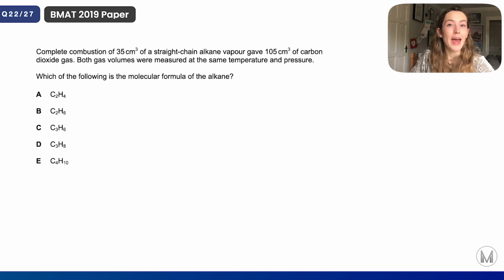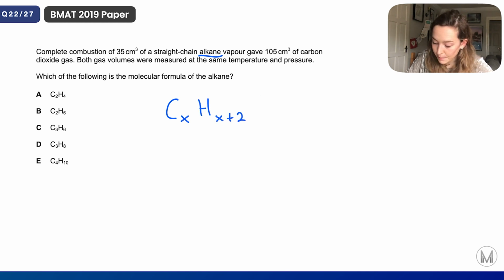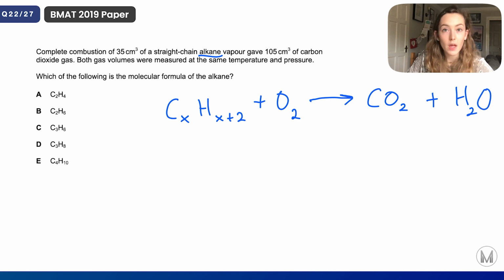Question 22. Here I've been told that I've got a straight chain alkane. Okay, so I'm going to write my general formula, CnH2n+2. It says it's completely combusted, and therefore I know we're going to make carbon dioxide and water. So we've been told that it's going to give off 105 centimetres cubed of carbon dioxide.